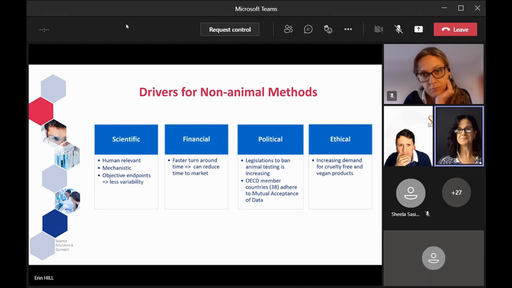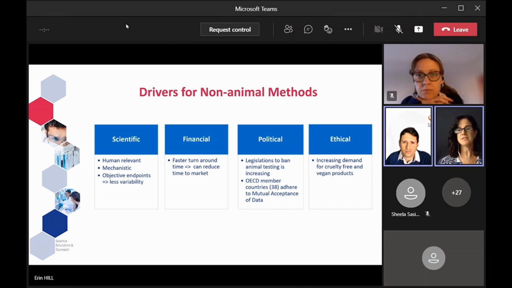There are political reasons. As we talked about, the legislations banning animal testing is increasing. And of course, the OECD member countries have adherence to the non-animal test methods when they are validated. And we see around the world an increasing demand for both cruelty-free and vegan products, especially cosmetics.